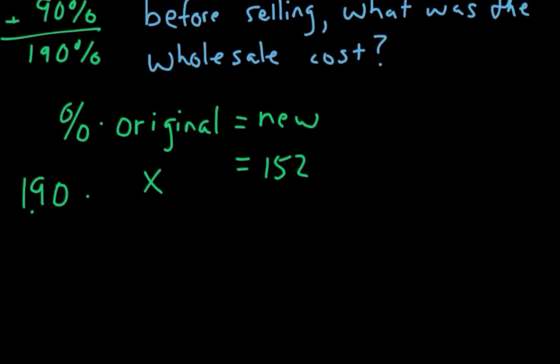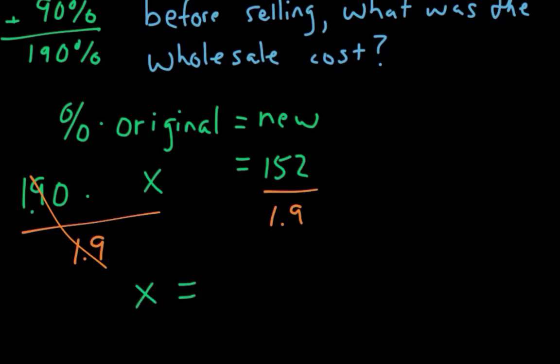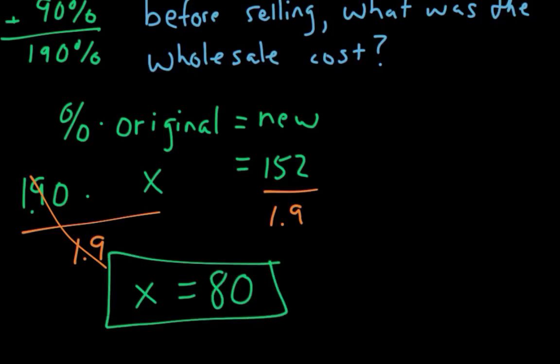So then to solve it, we would divide both sides by 1.9. And when we do that, then we end up with x. The original cost is $80. So the shoe store pays $80 to get the boots or the shoes, and then they sell it for the 152. Second type of example seem to make sense?